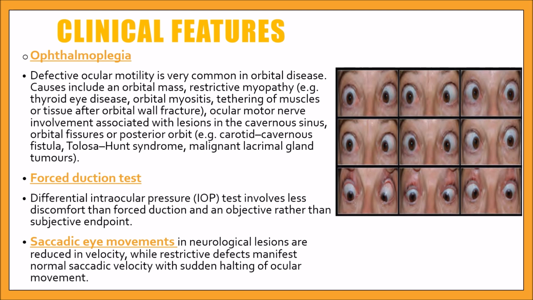Saccadic eye movements in neurological lesions are reduced in velocity, while restrictive defects manifest normal saccadic velocity with sudden halting of ocular movement. We need to check movements in all 9 directions as seen in the picture.